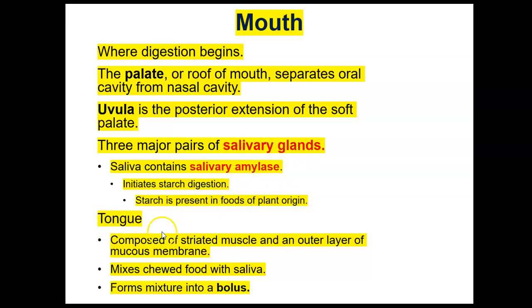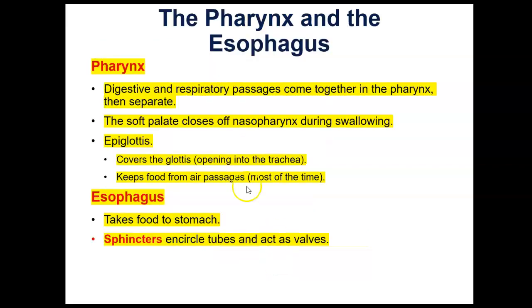The tongue is composed of striated muscle, which means that it is voluntary. The movements of the tongue are voluntary, and the tongue helps to mix chewed food with saliva and form it into a bolus. When we swallow the food, we call it a bolus. As the food passes down the pharynx or throat and the esophagus, it's still called a bolus. Once it enters the stomach, it is formed into a mixture called chyme, C-H-Y-M-E.